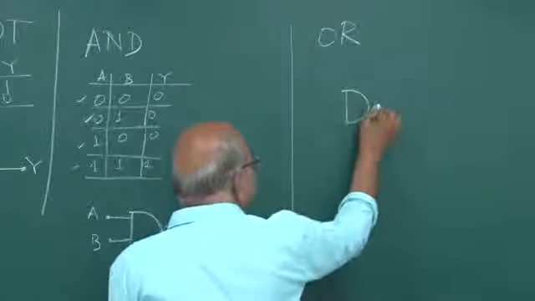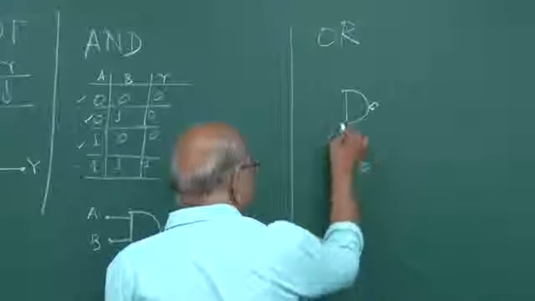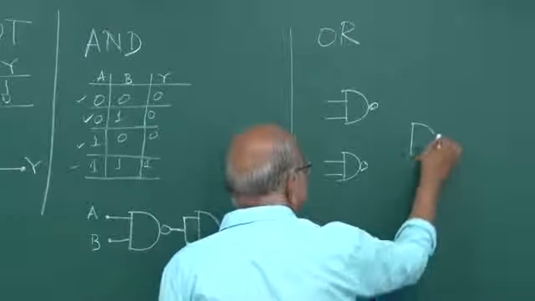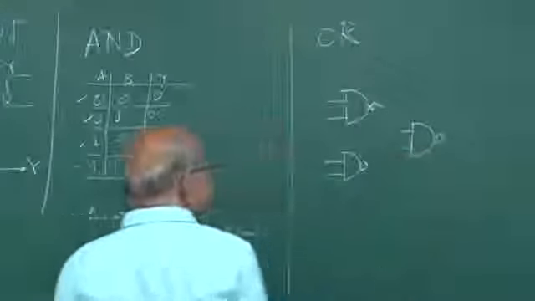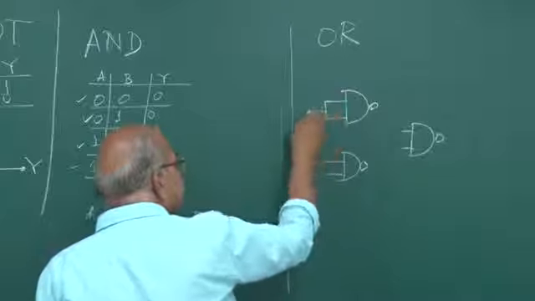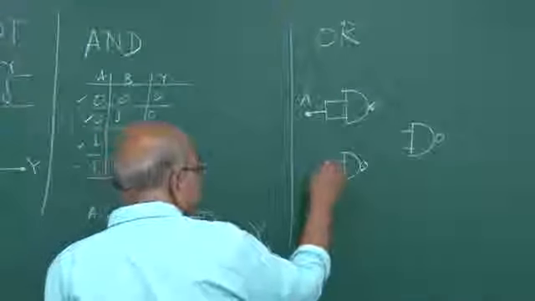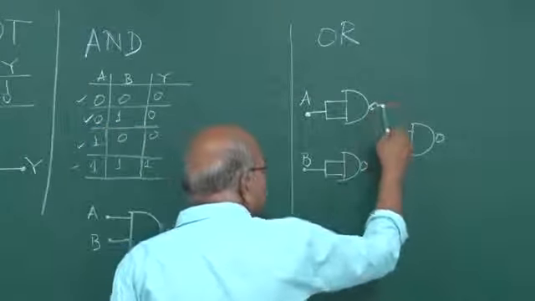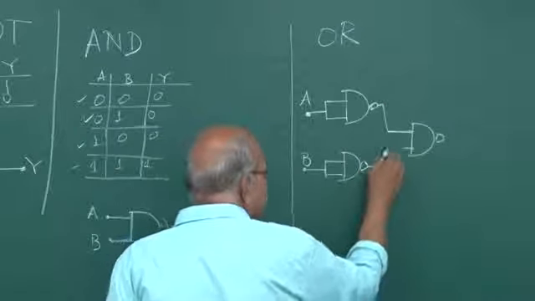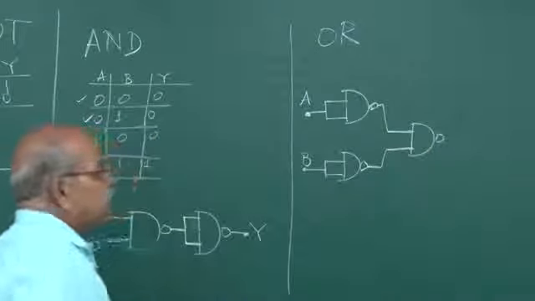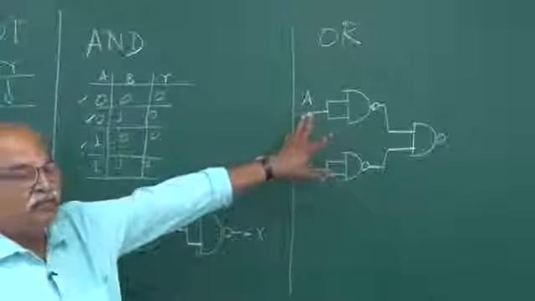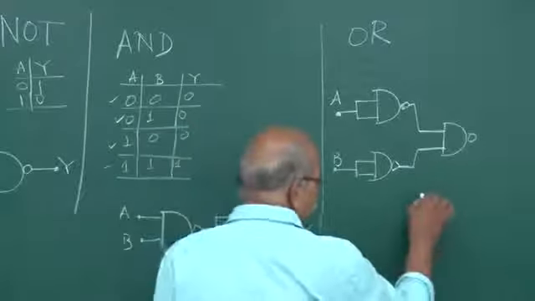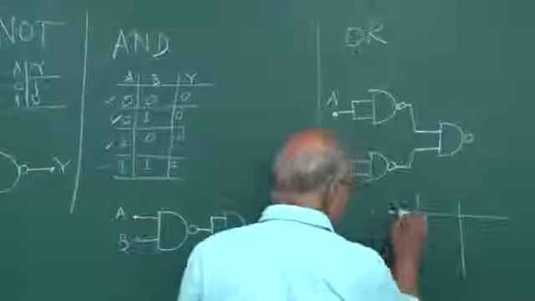One is here, one is here, and one is here. The first input I am giving here, this is the first input A, and this is the second input B, and the output of this goes as one input here, and output of this goes as one input here. So let me make the truth table of this digital circuit and see whether it is OR or not.